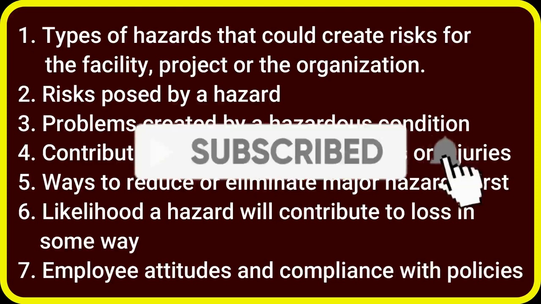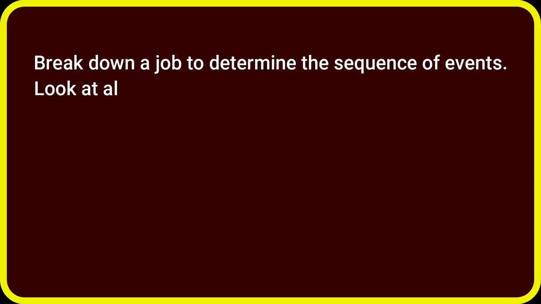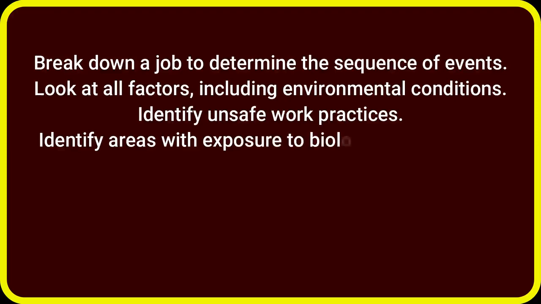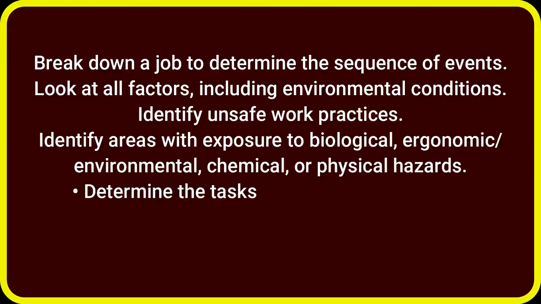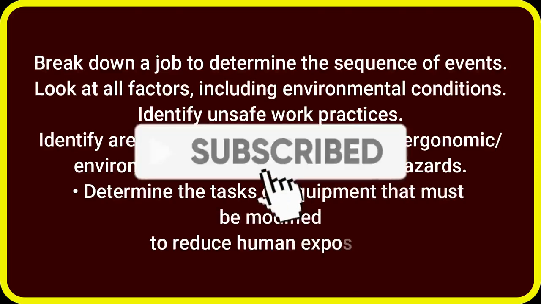What you need to do further: identify hazards that have developed as a result of task or job operation. Here, you need to break down a job to determine the sequence of events. Look at all factors, including environmental conditions. Identify unsafe work practices. Identify areas with exposure to biological, ergonomic, environmental, chemical, or physical hazards. And determine the tasks or equipment that must be modified to reduce human exposures.